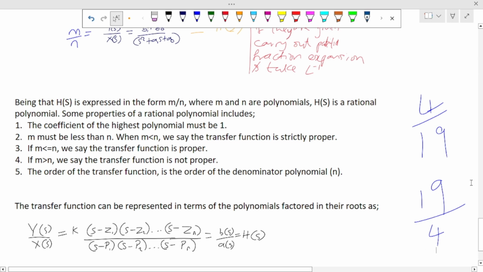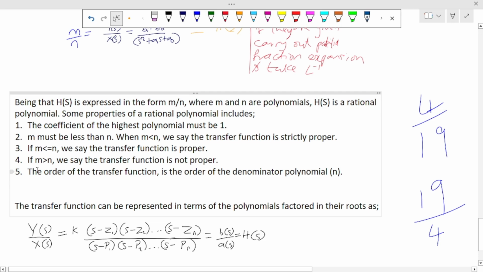This is a nice way to bear in mind that what you have on top, your polynomial on top, in this case we are talking about polynomials, not just single integers or numbers. If the polynomial we have on top, the numerator, is less than the denominator, that is strictly proper. But if M, the numerator, is less than or equal to, we can say it's proper, but not strictly proper. But if the numerator is greater than the denominator, oh boy, it is not proper.